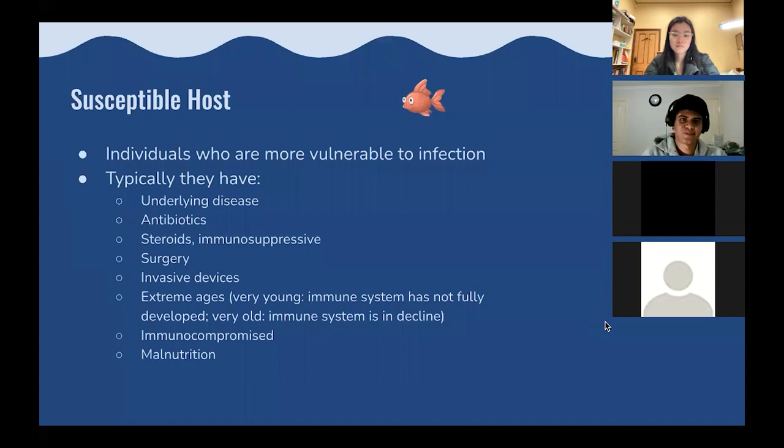Surgery, again, because you're being opened up, especially invasive surgery, you're going to be vulnerable to pathogens coming in from the outside because you've literally got your whole skin and system exposed. Yeah, so all of these are just examples of individuals who are more vulnerable.